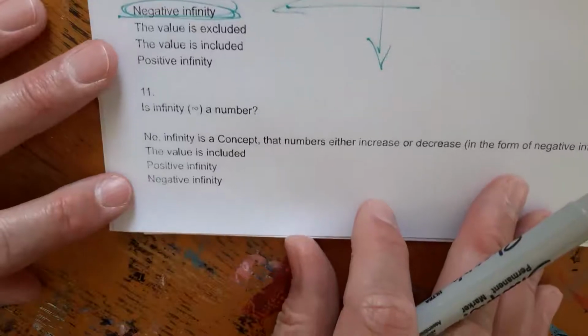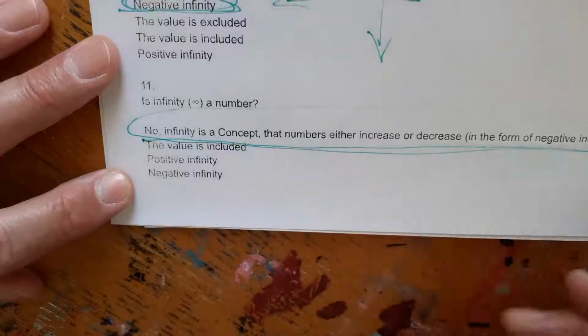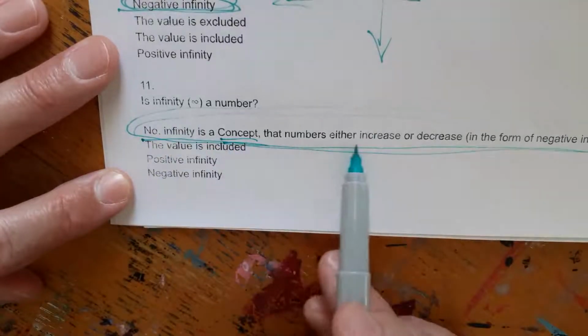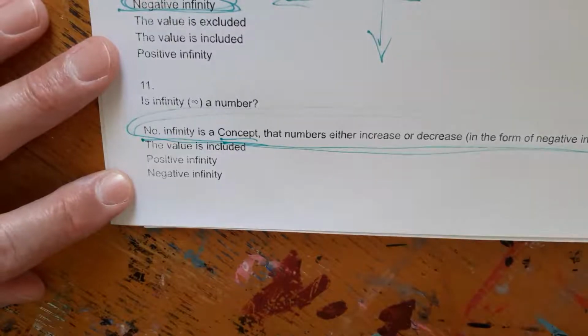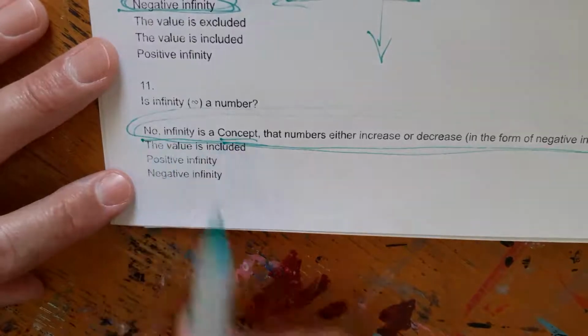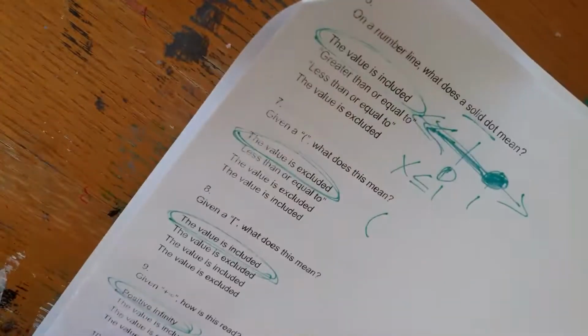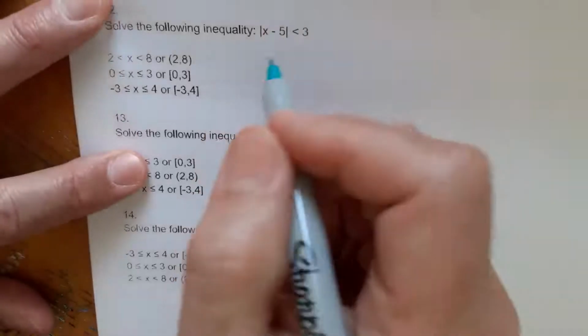Okay, so that leads us to the next question. Is infinity a number? The answer is no. Infinity is a concept that numbers either increase or decrease, in the form of negative infinity, forever. Right? So is negative a billion negative infinity? No. It's just a number on the way to negative infinity. So there is no single number that can represent infinity. It's not a number. It's a concept. So therefore it cannot be included. You couldn't put a solid dot on a negative infinity, for example, because we don't know what that number ever would be.